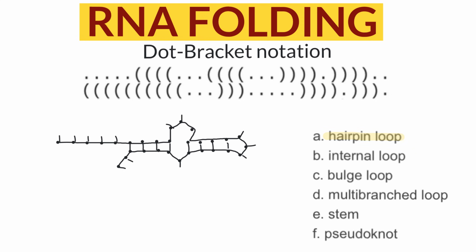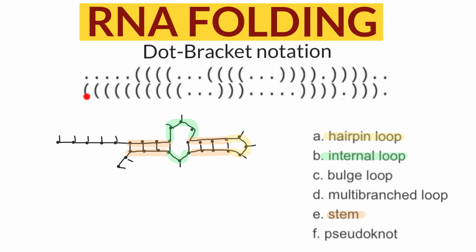First, it is going to be a hairpin loop, which is here. Internal loop. This is the structure here. And finally, stem. This is the structure here. So one stem. And here is another stem. Now let's move to the second example.